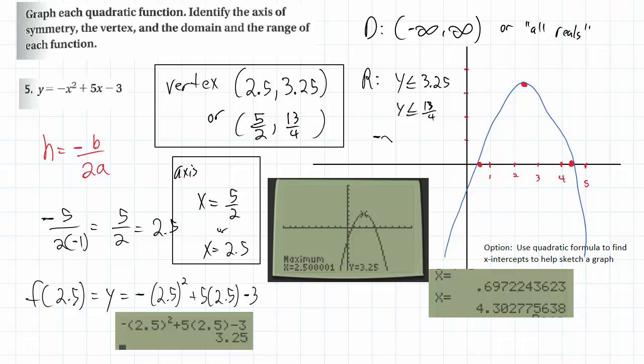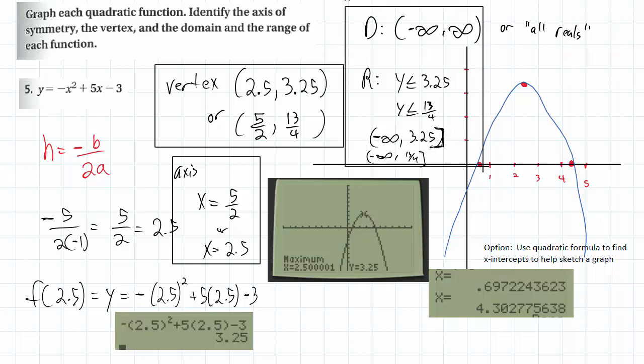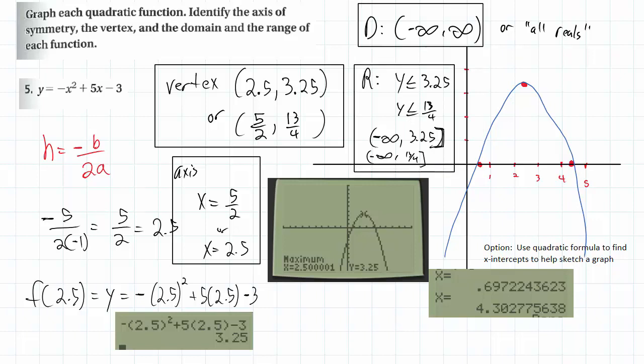So your domain's always all real numbers. Your range always includes the y coordinate of your vertex. And since this is a concave down, or downward opening, parabola, its y value is less than 3.25. All those versions are ways to write the range. You don't have to write them all. Just pick your favorite of those 4 ways I wrote the range. Fractions, decimals, inequalities, intervals, doesn't matter.